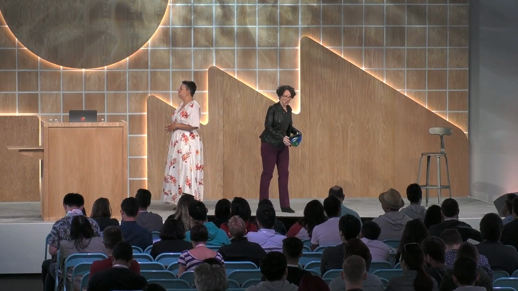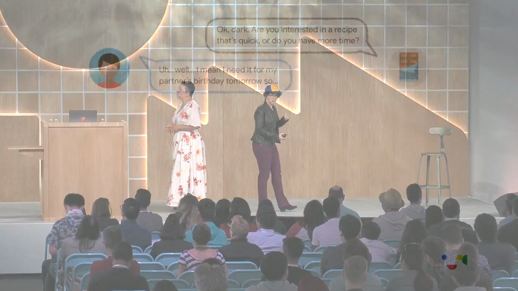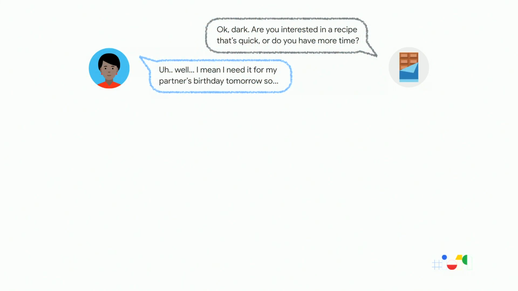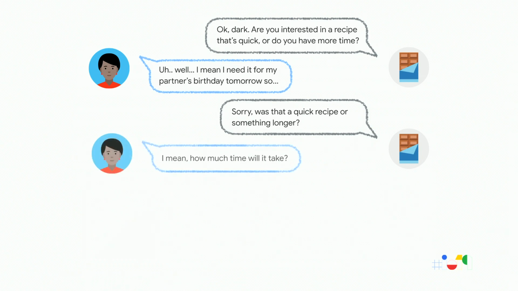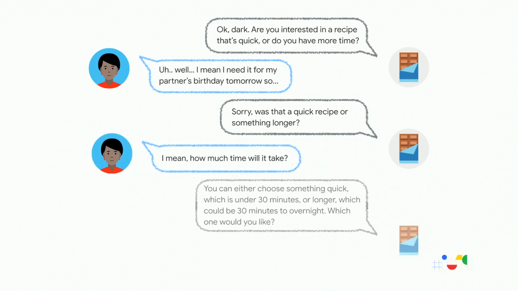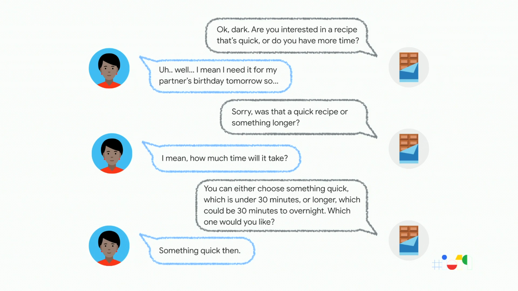Okay, Dark, are you interested in a recipe that's quick, or do you have more time? Well, I mean, my partner's birthday's tomorrow. So, sorry, was that a quick recipe or something longer? I mean, how long is it going to take? You can either choose something quick, which is under 30 minutes, or longer, which could be 30 minutes to overnight. Which one would you like? 30 minutes then. So something quick.